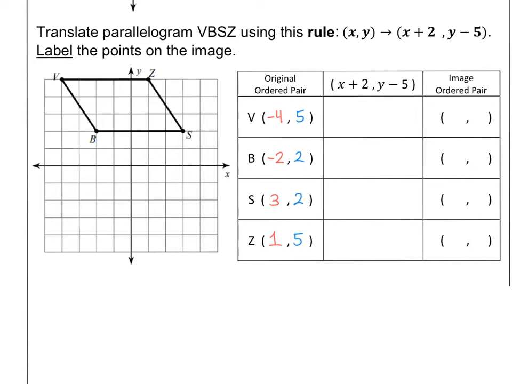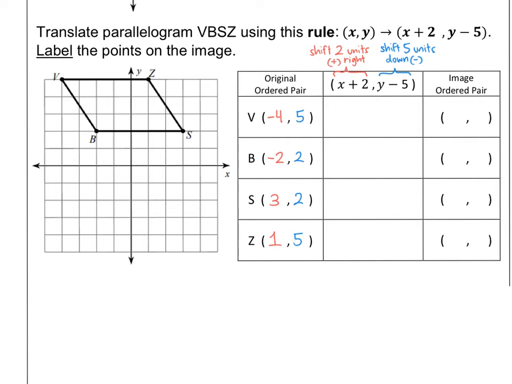The rule that we're looking at states that we want to add 2 to the x-coordinates and subtract 5 from the y-coordinates. Adding 2 to all the x-coordinates means that the whole shape and every point will move 2 units to the right. Subtracting 5 from all the y-coordinates means that every point and the whole shape is going to move 5 units downwards.